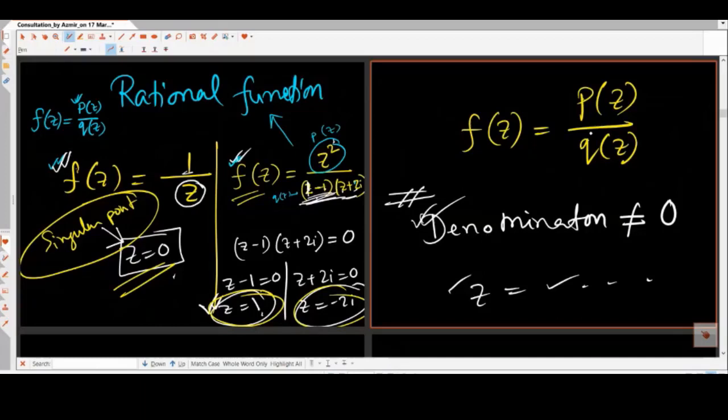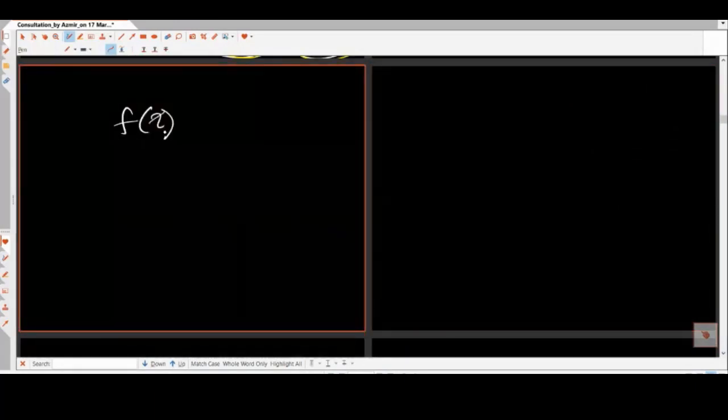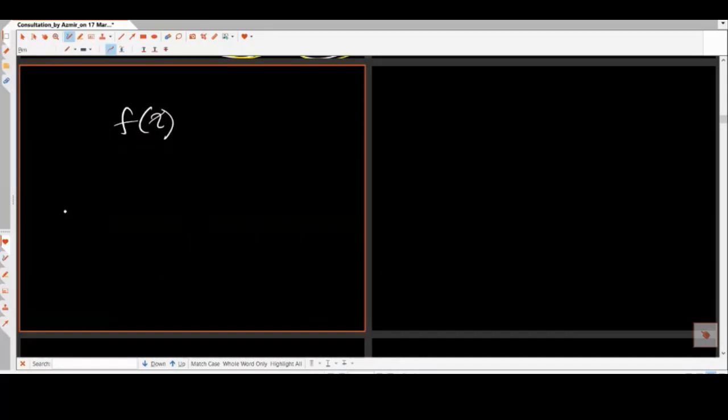So remember, any rational function has some points where the function is not analytic. The points where the function f(z) fails to be analytic are called the singular points.